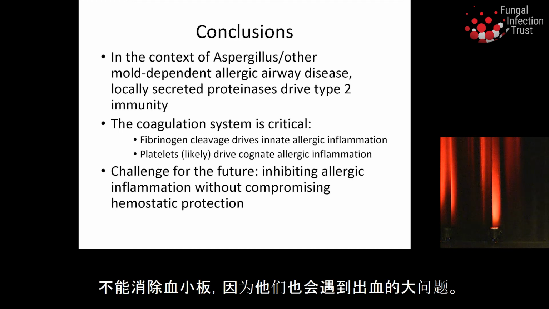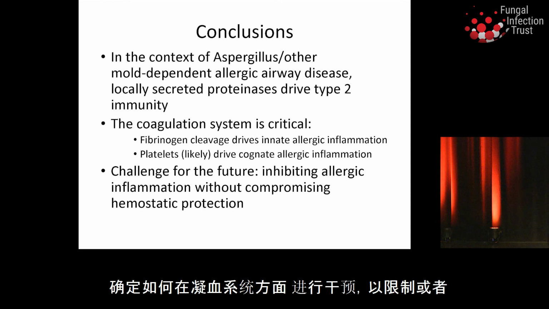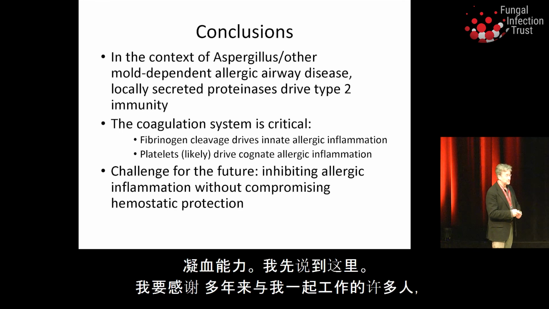So we can't eliminate fibrinogen from people. They would become hemophilic. And you can't eliminate platelets because they would, again, have a big problem with bleeding. So the challenge for the future then is figuring out how to intervene in terms of the coagulation system to block or at least reduce that inflammatory phenotype without compromising our ability to clot.